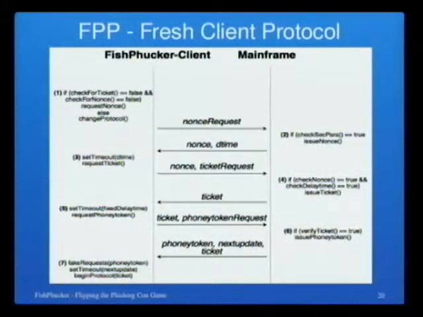You install the extension at first in step 1. So the extension checks, okay, do I have a ticket? No. Do I have a nonce? No. Okay, let's request a nonce. Otherwise, change the protocol. Because if you already obtain a ticket and a nonce, you can change the protocol to a running client status. Then you request the nonce.